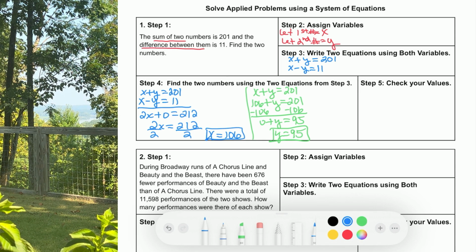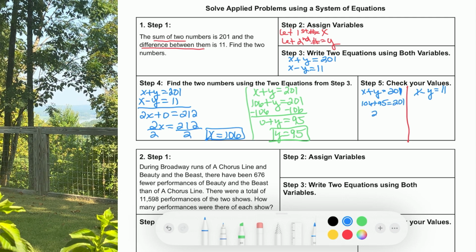Now remember, our final step is to double check that these two numbers do in fact work. So I'm going to put x plus y equals 201 here. Put a divider between, and then put x minus y equals 11 here. Substitute in my values. I have 106 plus 95. That does in fact give us 201. So we're good so far. Now I'm going to say 106 minus 95, and that does give us 11. So we have found the correct answer.